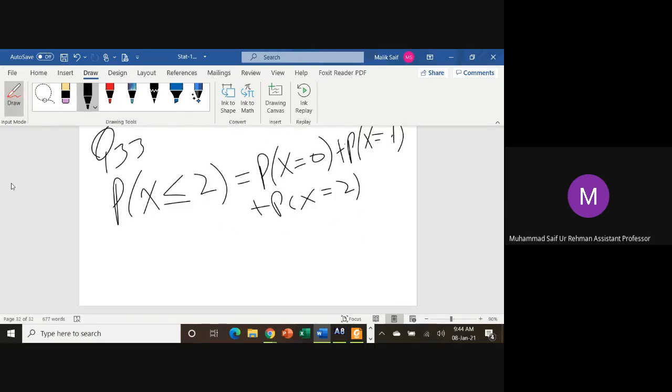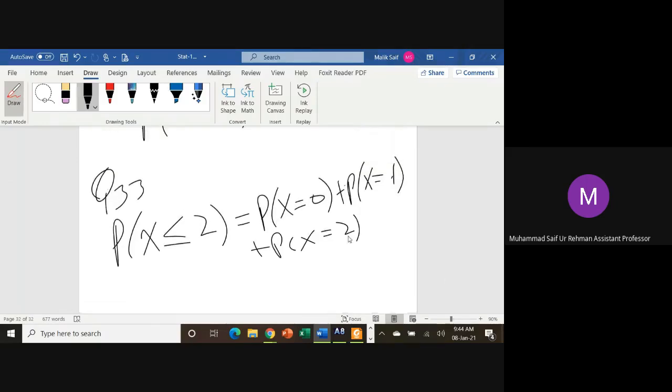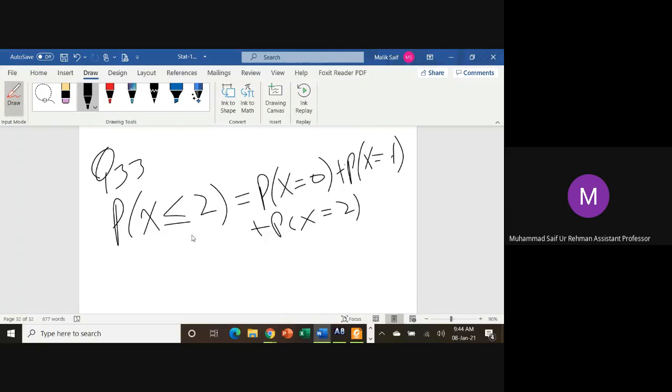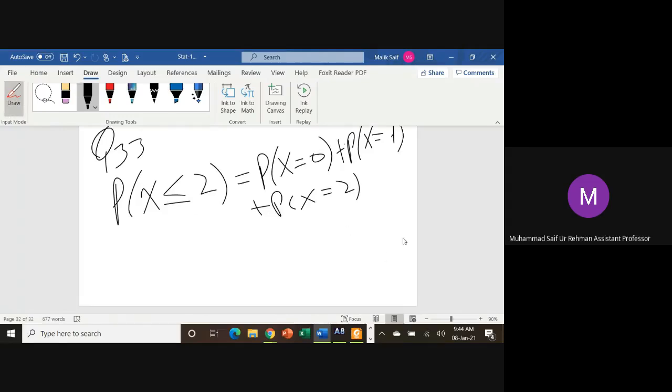What is the value for P(x = 0)? You will find it out. Then for 1, and then for 2, and then you will add all these three to have the answer for this. Fine, I'm sure that you can do it. Yes, sir, we can.